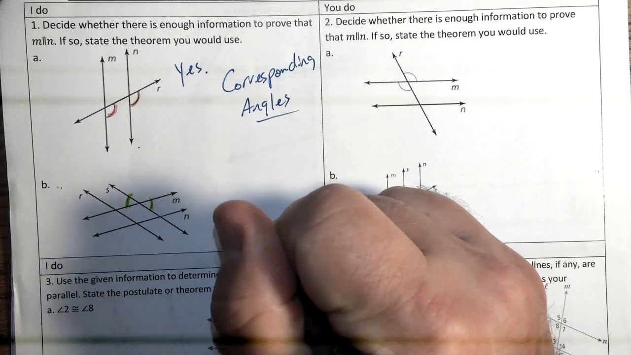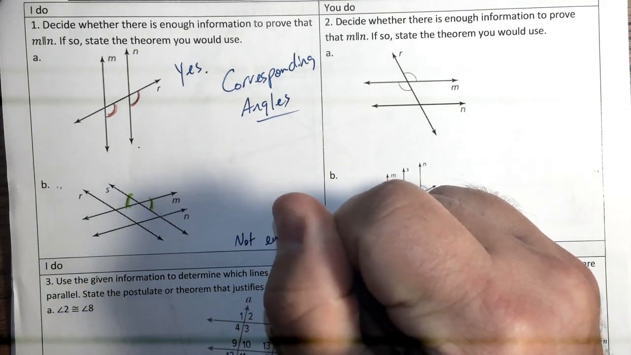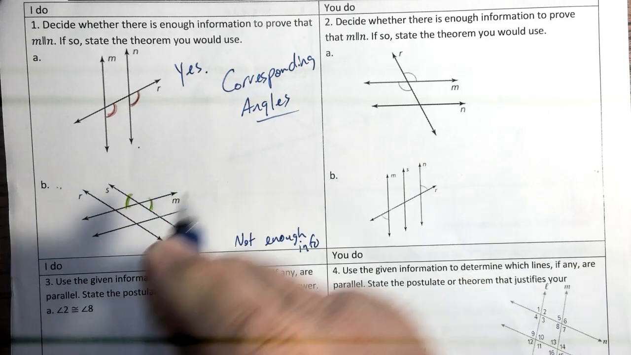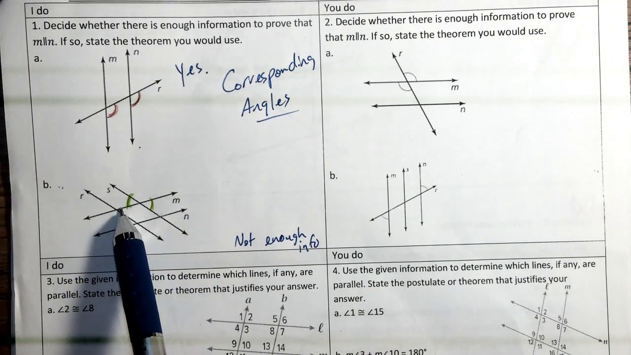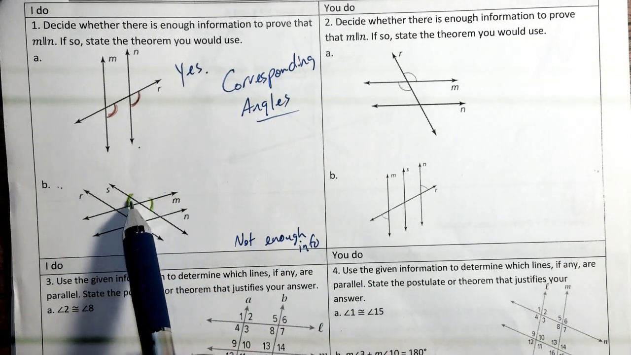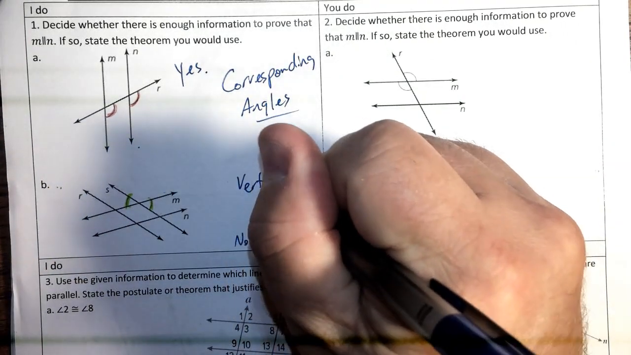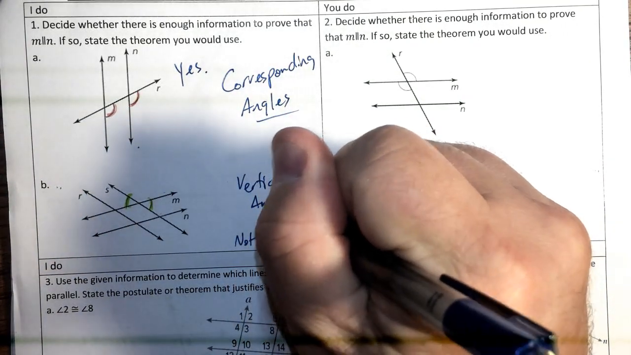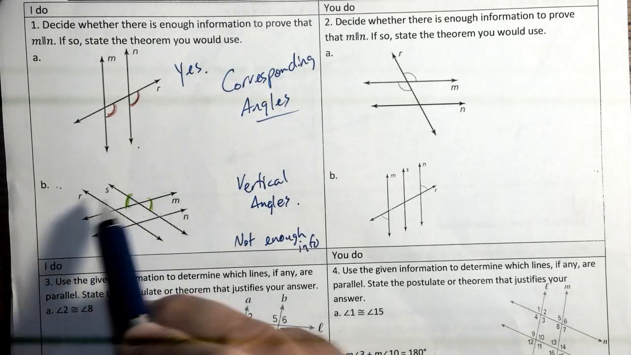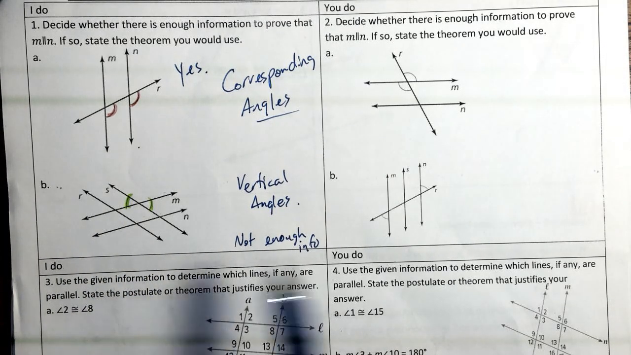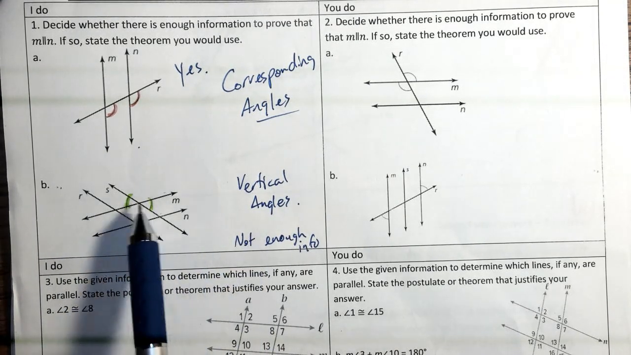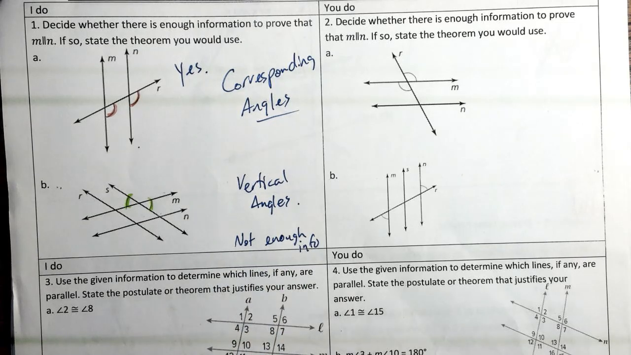There's not enough info. Now, what do we know about these two angles here? Well, these angles are created by these 2 lines intersecting, so these are vertical angles. They are congruent, so that's true, but it doesn't tell us if any of this other stuff is parallel. So we don't have enough information. We just know that these are vertical angles.